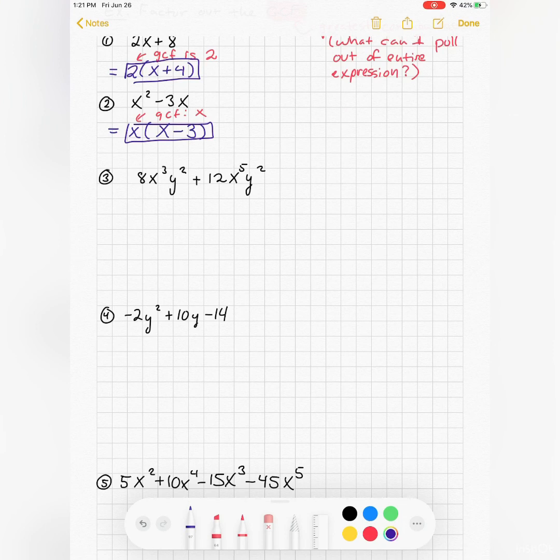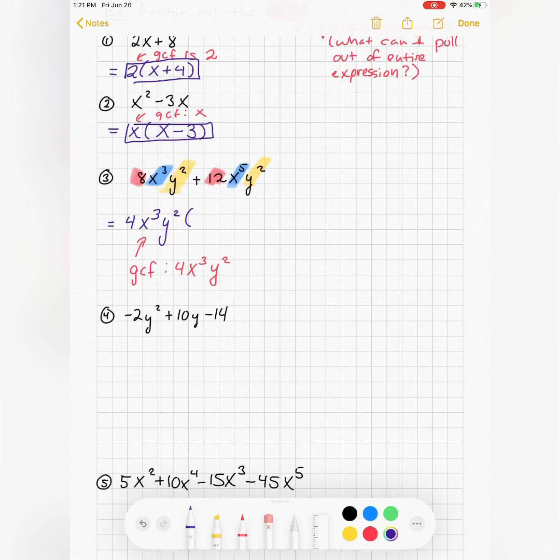Well, this one's more interesting. Let me look at the constants first. So what are both 8 and 12 divisible by? 4. Now let me look at the x's. So what can I pull out of both x cubed and x to the 5th? It would be the lower power, right? X cubed. What about the y's? Those match, so I can take that y squared out. So here, this is my GCF, that whole 4x cubed y squared.